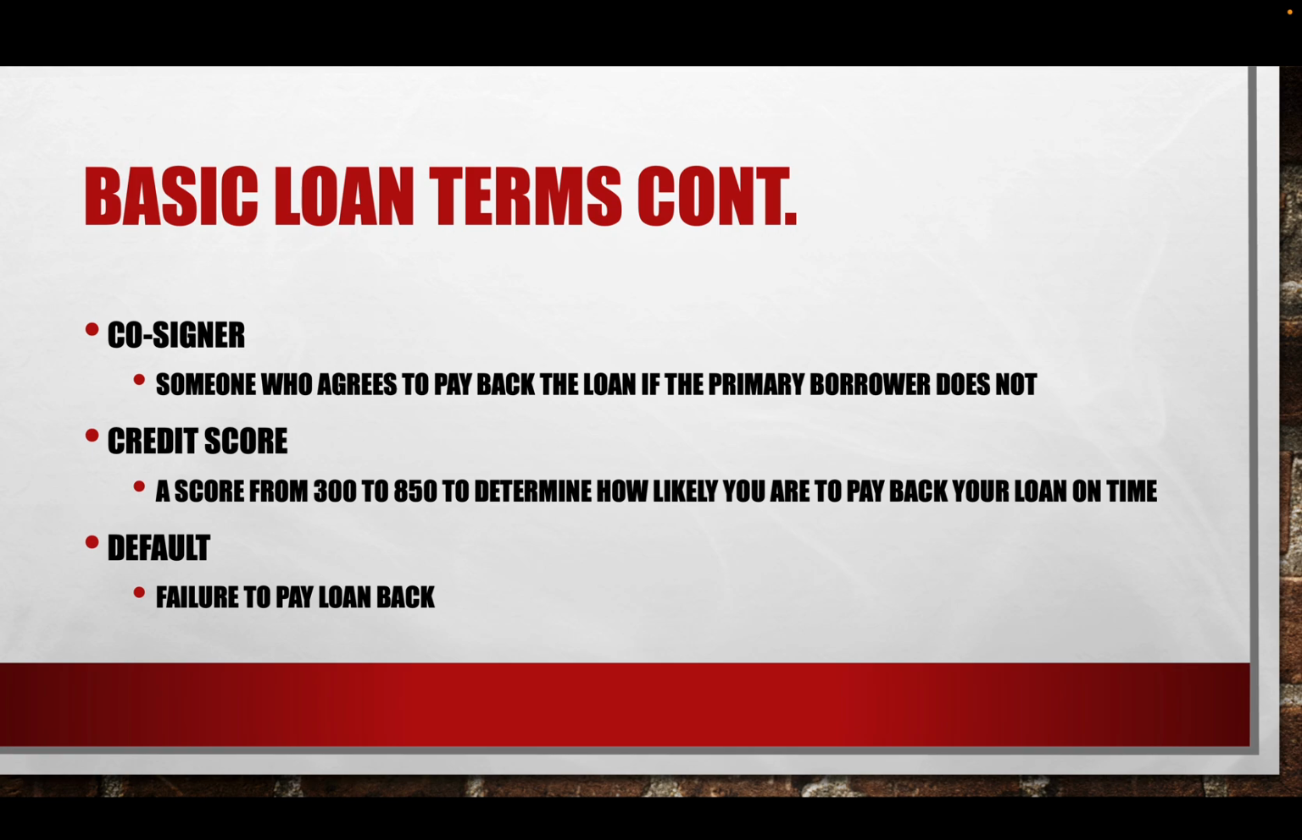A credit score is a score from 300 to 850, and this is used to determine how likely you are to pay back your loan on time, according to the lenders. Default is failure to pay back a loan. This might result in the lender or the bank or whoever you are borrowing money from taking the item that you're using the loan for. For example, if you default on a loan, they might take the car that you're using the loan to pay for.